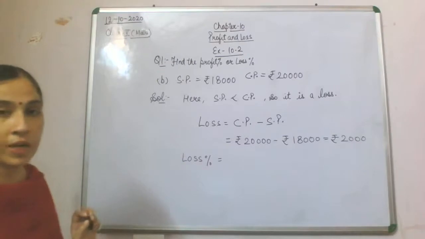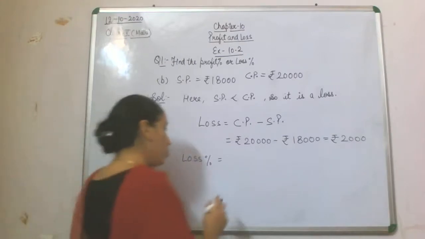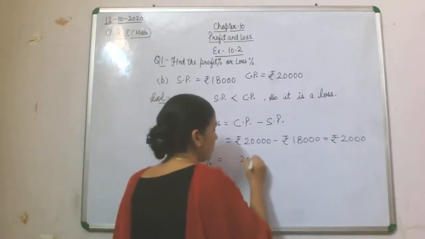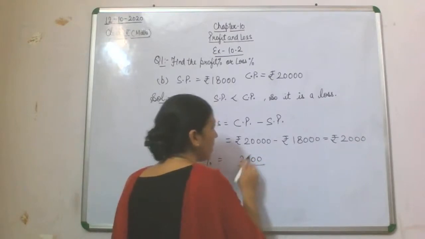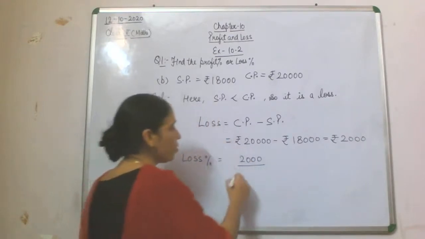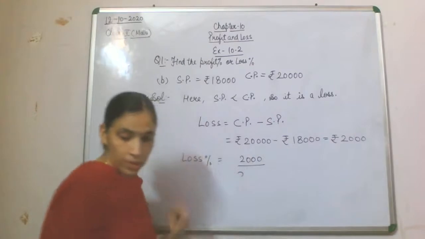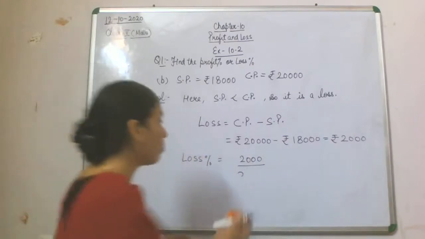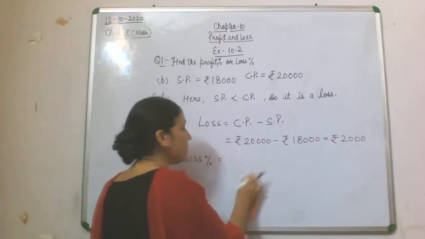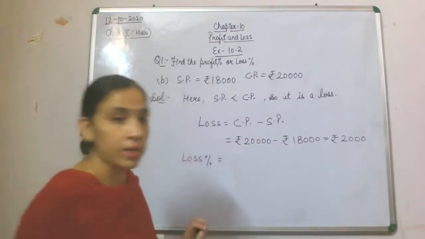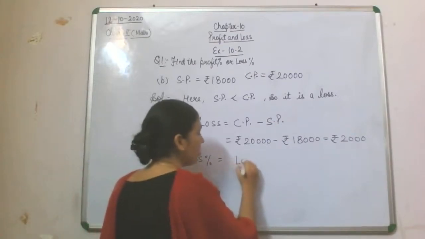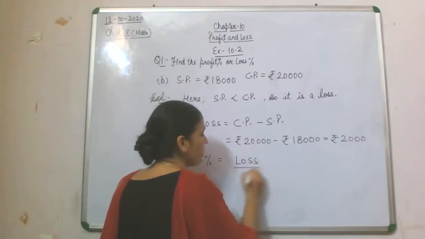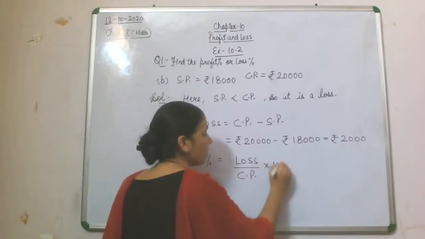Next we are going to find loss percent. So 2,000 divided by what next? What is the cost price? Now here first we will write the formula. Loss divided by CP and then into 100. So loss divided by CP multiplied by 100.